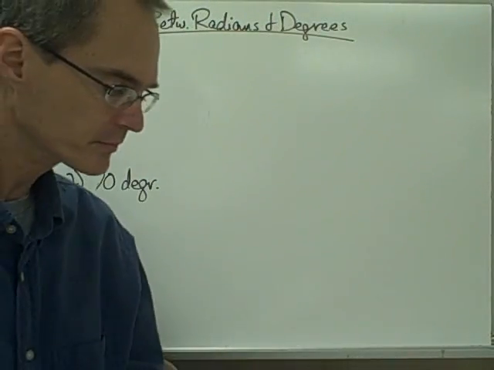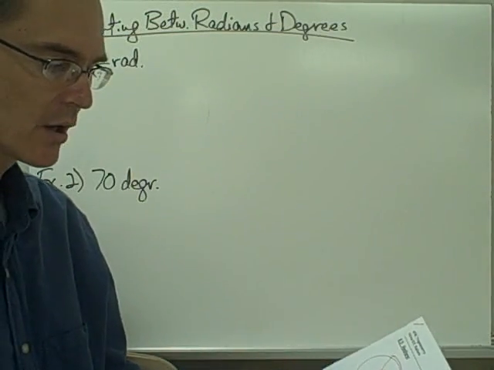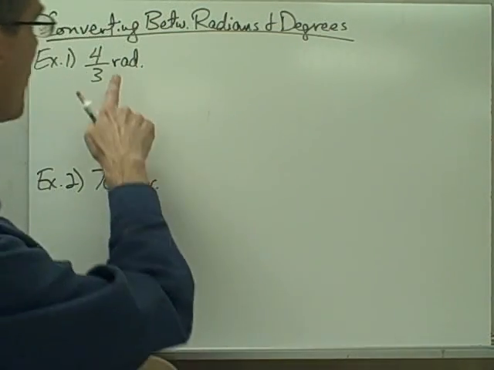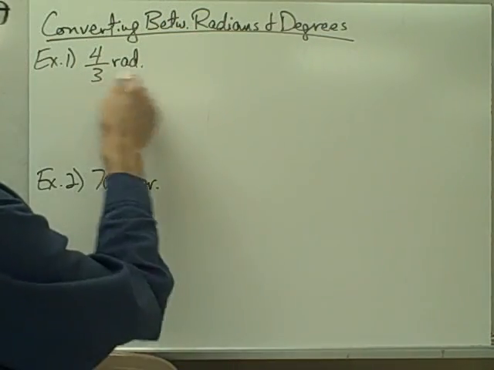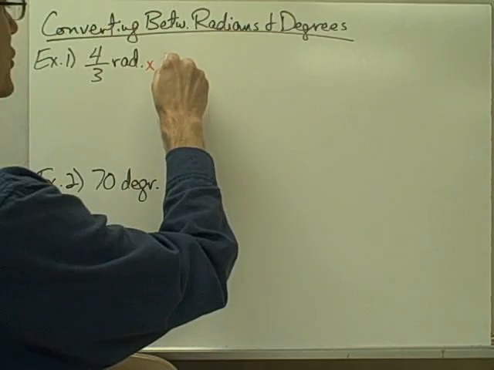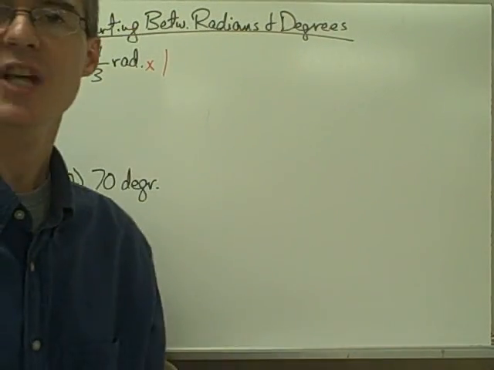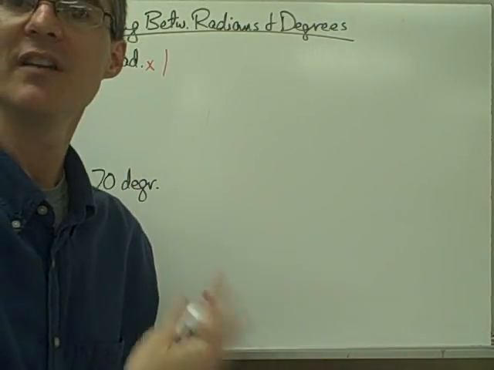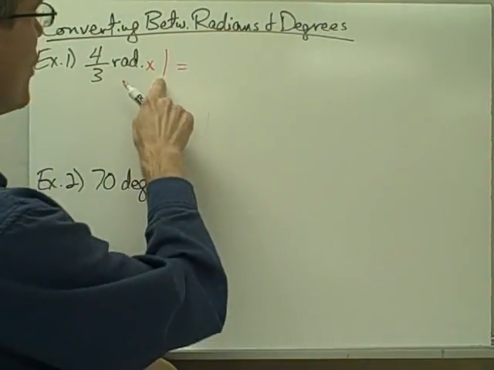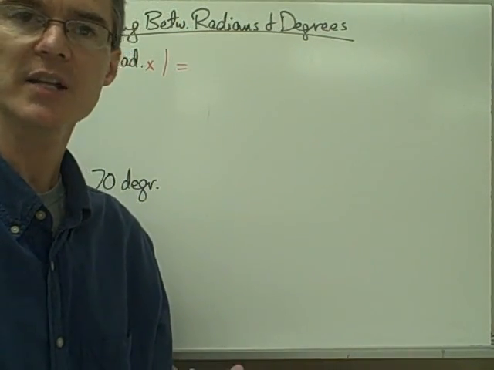Example number 1. It says that the measure of an angle is 4/3 radians. What is its measure in degrees? So I want to convert from radians to degrees. Well, in order to do a conversion, I know I just want to multiply my value times 1. I don't want to change the value of my angle measurement here. I just want to convert it to a different form. Well, what value of 1 do I want to use? I want to use one of my conversion factors that I just came up with.